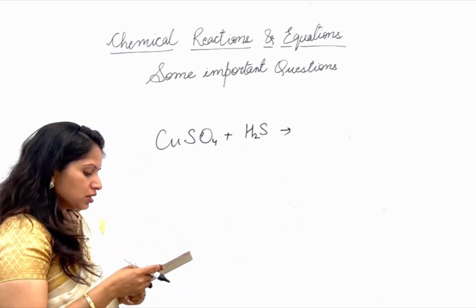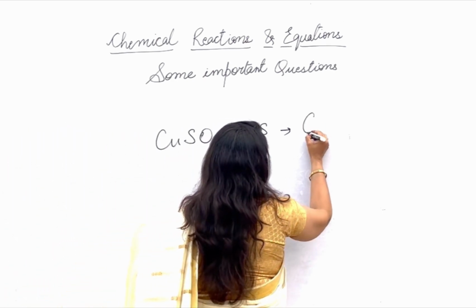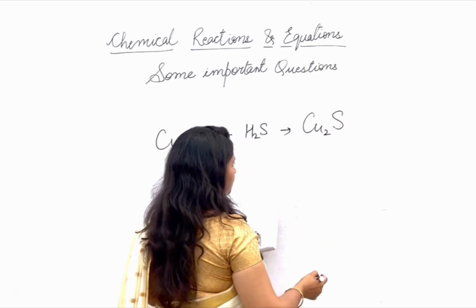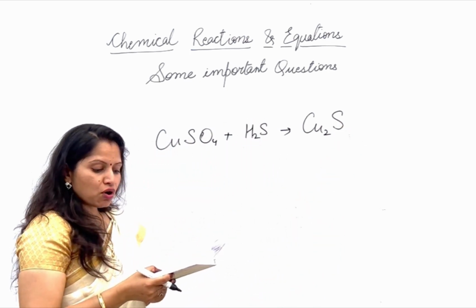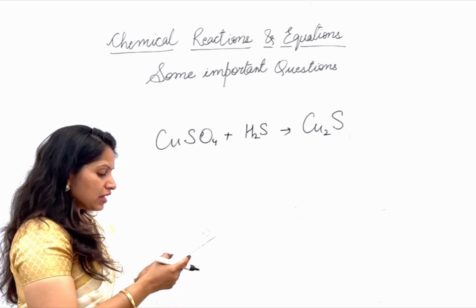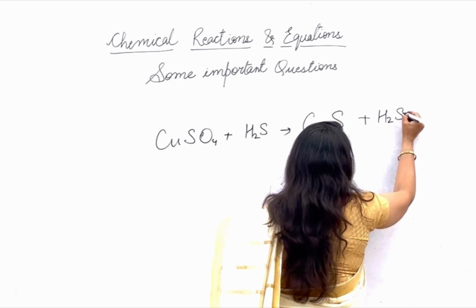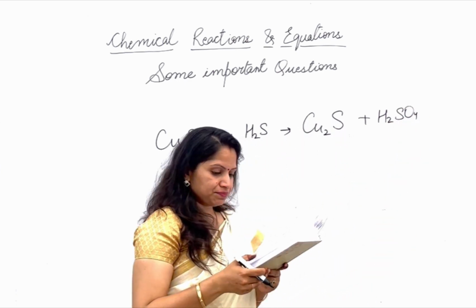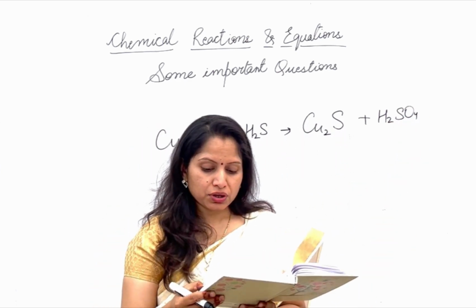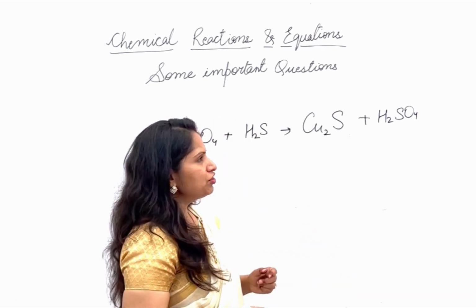Pass through it, we get a black precipitate of copper sulfide. Copper sulfide is formed, that is in the form of black precipitate, and sulfuric acid is formed. What else is formed is sulfuric acid. Now the question is, in the solution, this reaction is an example of which type of reaction?